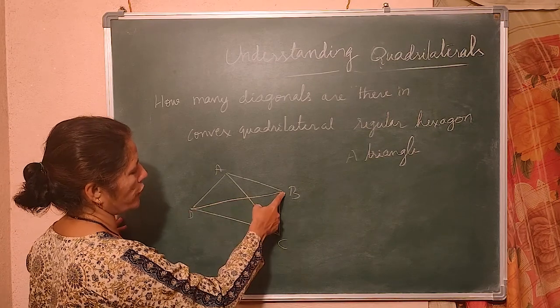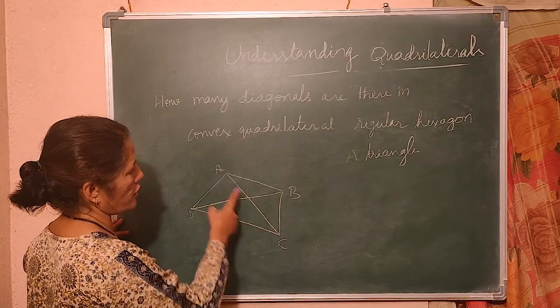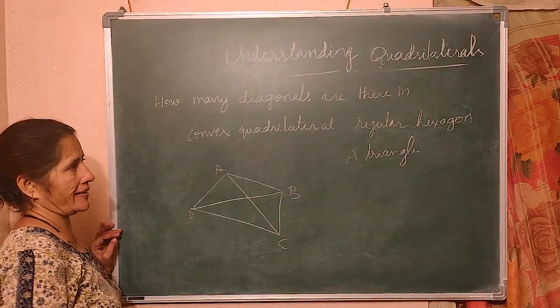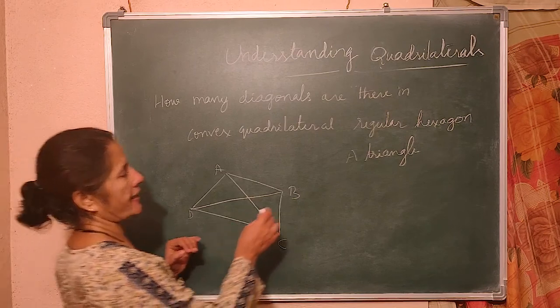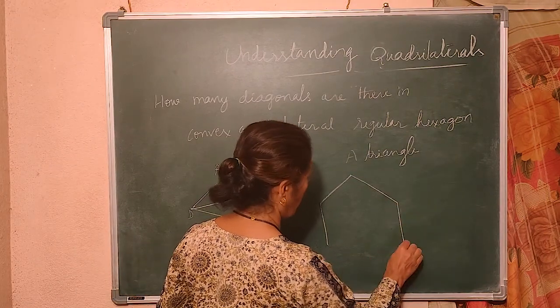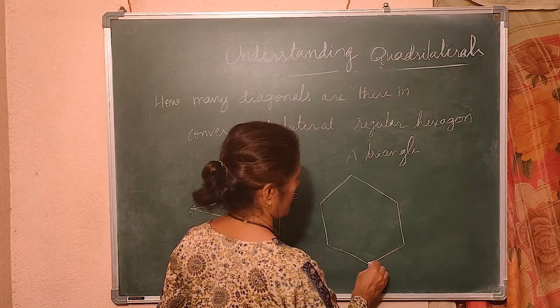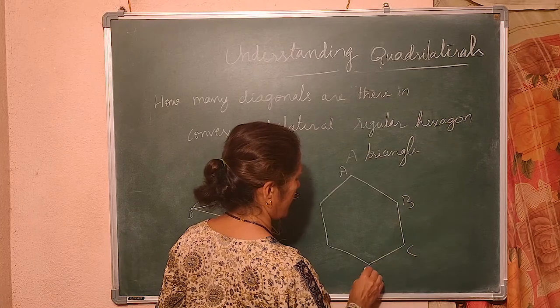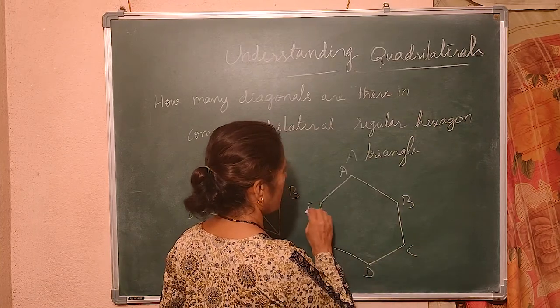C to D and C to B are adjacent. So C to A, same thing. So how many diagonals? 2 diagonals. Regular hexagon. We'll draw a regular hexagon: 1, 2, 3, 4, 5, 6. If I call it A, B, C, D, E, F.